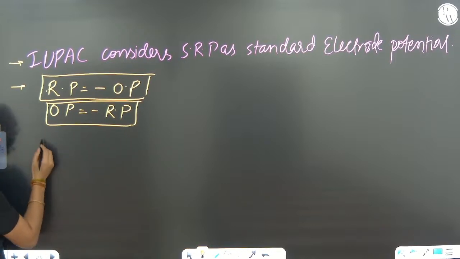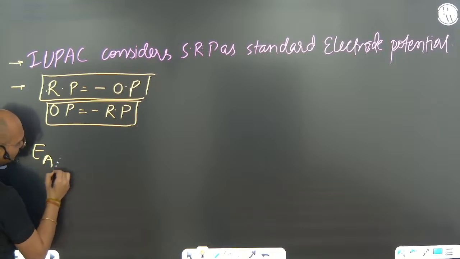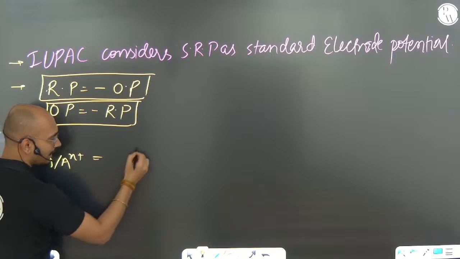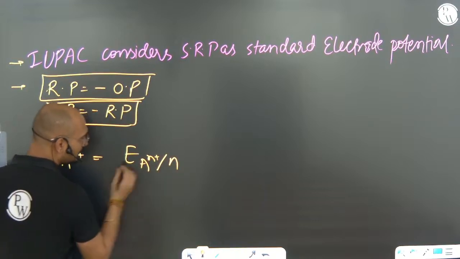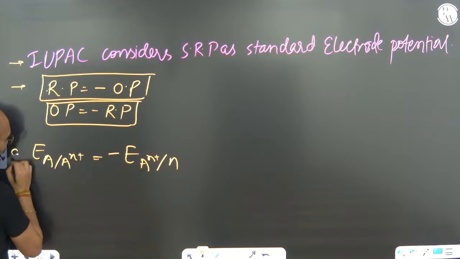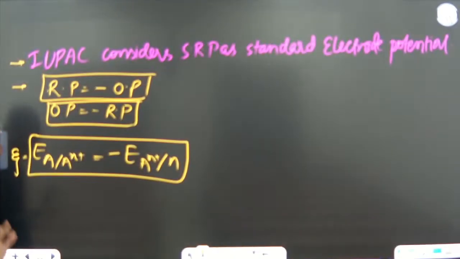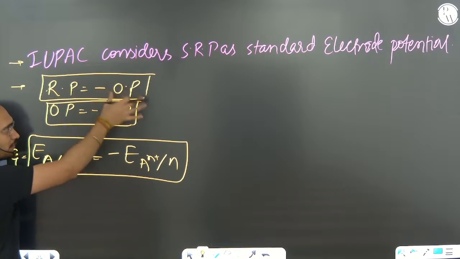I think it is all done. Like, let's say E for A to A^n+ is oxidation potential. If you try to write it as reduction potential, A^n+ converting into A, we will have to use this negative with this. This is something that we have to keep in mind. So always remember, OP equals negative RP, or RP equals negative of OP.